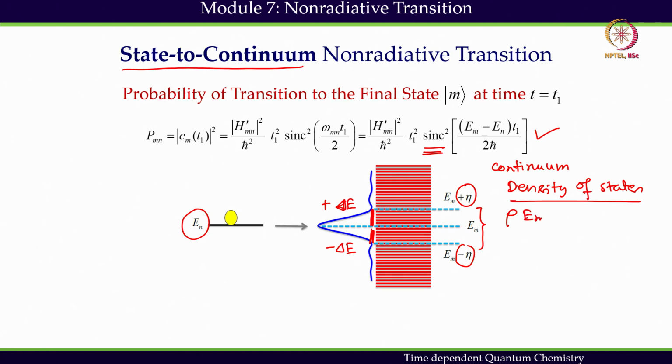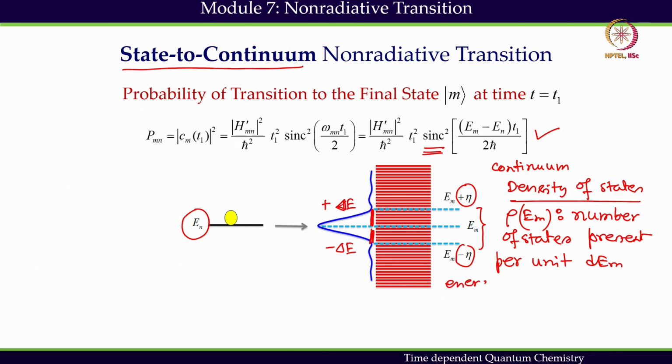Density of states ρ(E_m). At a particular energy level, it is defined by the number of states present per unit energy range between E_m and E_m plus dE_m. So within this interval, per unit range, how many states I have, that is called density of states.